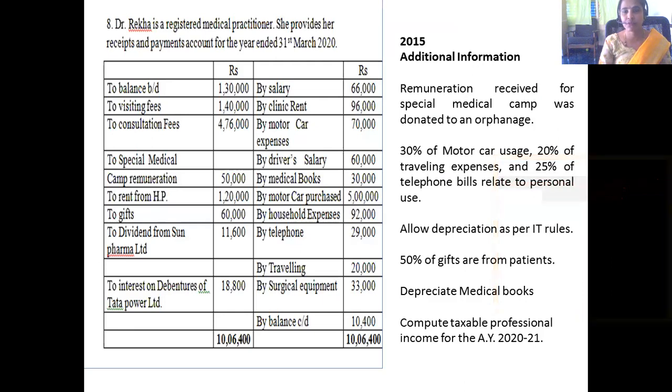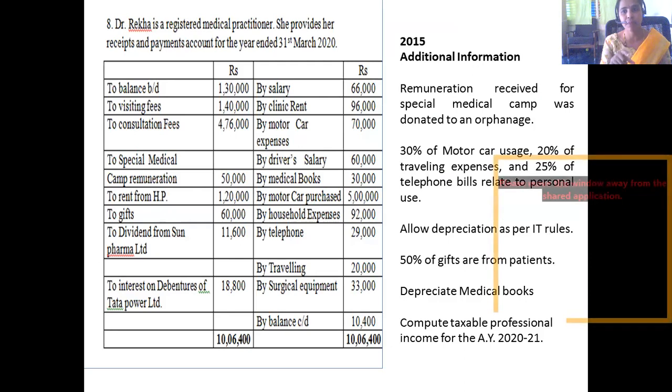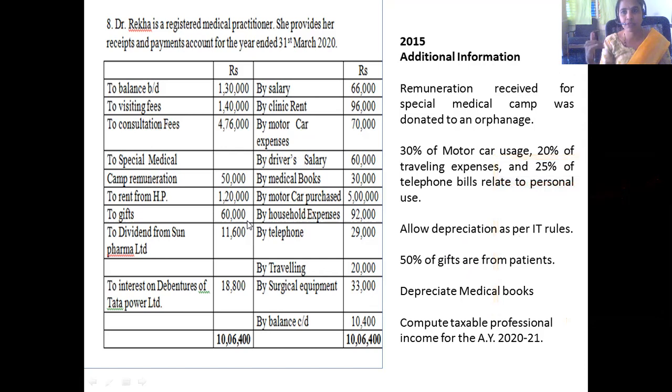Next is the 2015 paper. So Dr. Rekha is a medical practitioner. Again, you are given a receipts and payments account here. So here, going by the receipts side, visiting fees is a professional receipt, consultation fees is a professional receipt, special medical camp remuneration is a professional receipt, rent from house property is a non-professional receipt. Gifts, when it comes to gifts, you are given in the adjustment that 50% is from patients. So 60,000 into 50% is what we received from patients, which is a professional receipt. So we will take it up.